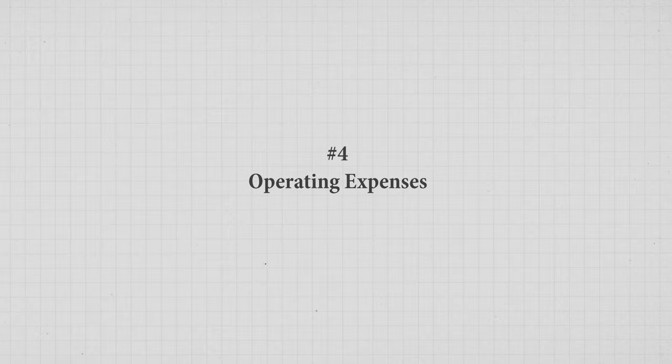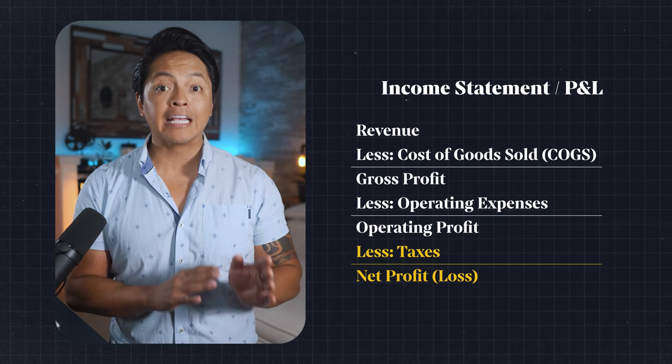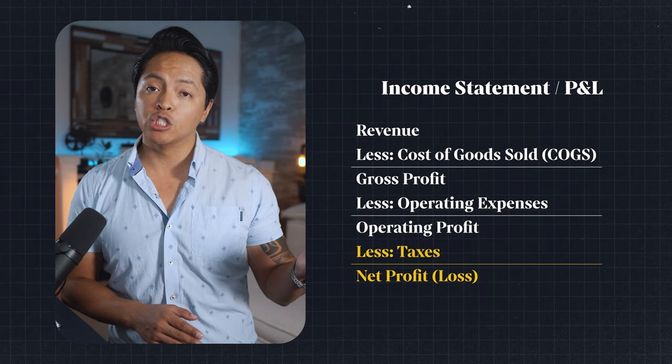Operating expenses are the costs to run your business day to day. Think of salaries, rent, marketing expenses, and so on and so forth. So take your gross profit and subtract operating expenses. This gives you the core profitability from main operations, or operating profit. This is your bottom line. After all expenses are deducted, including taxes, what's left? That's your net profit, or net loss if you spent more than you earned.